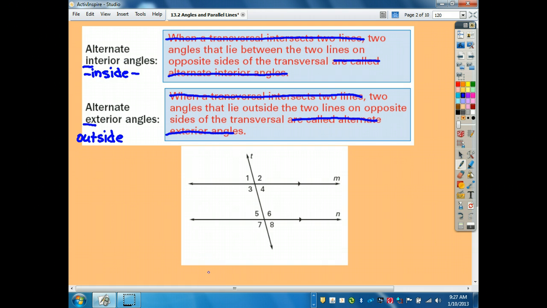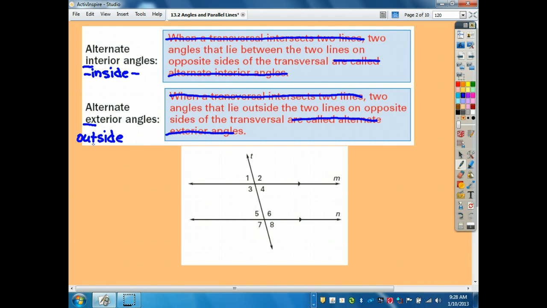All right. Now for the other two vocab, we have alternate interior angles. And interior means what? Inside. Just like if you're an interior decorator, you decorate the insides of houses or buildings. Interior, inside. Alternate exterior angles, they're on the outside. And alternate, you have to alternate, one on both sides.